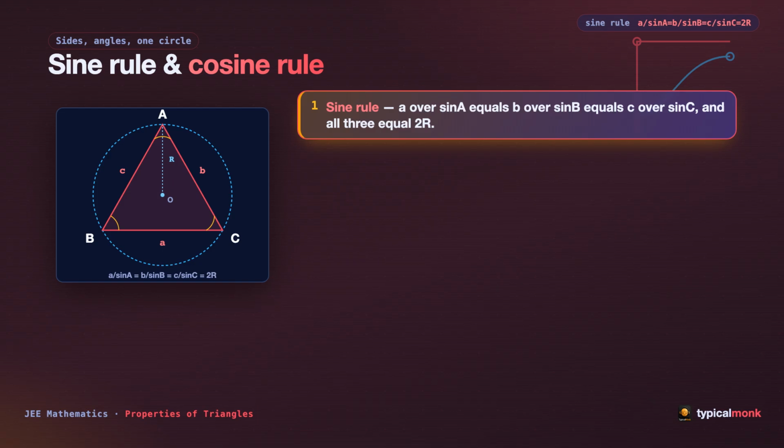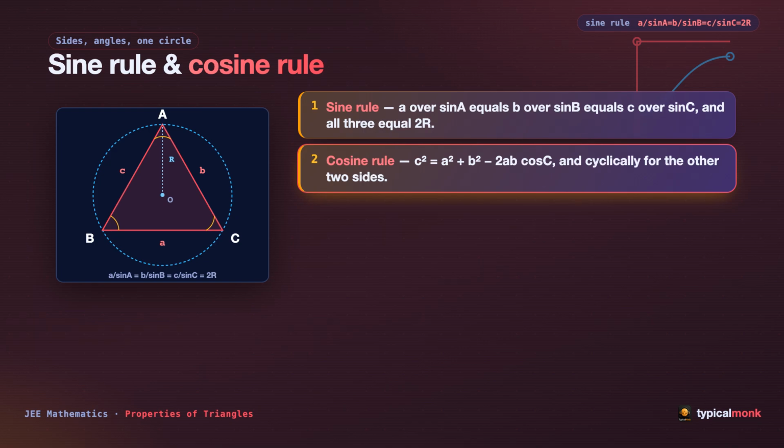Now look at this triangle sitting inside its own circle, because this single picture carries both headline rules. Vertices A, B, and C sit on the circle. The side opposite each angle carries its lowercase letter. a opposite A, b opposite B, c opposite C. First, the sine rule. a over sine A equals b over sine B equals c over sine C, and every one of those 3 equal ratios equals 2R. Second, the cosine rule. c squared equals a squared plus b squared minus 2ab cosine C, and the same pattern repeats for the other 2 sides and angles.